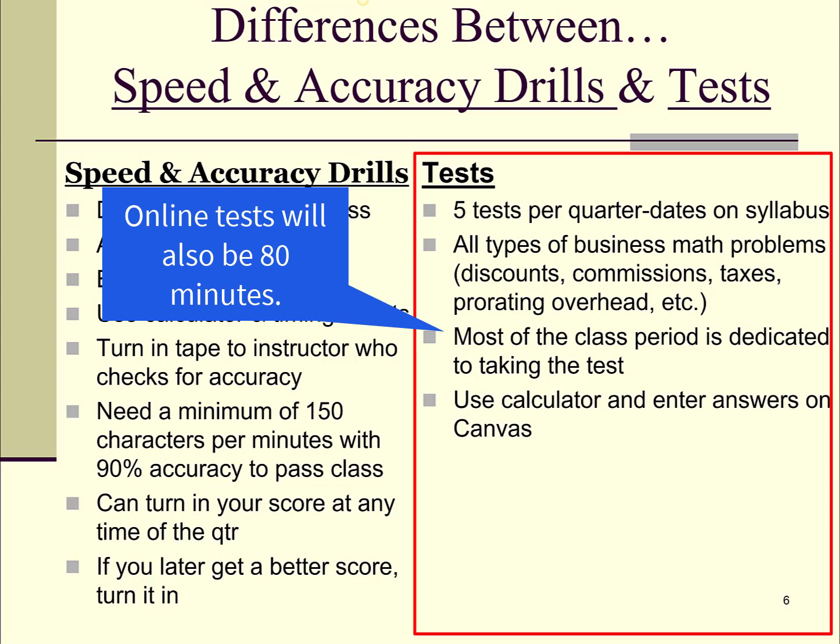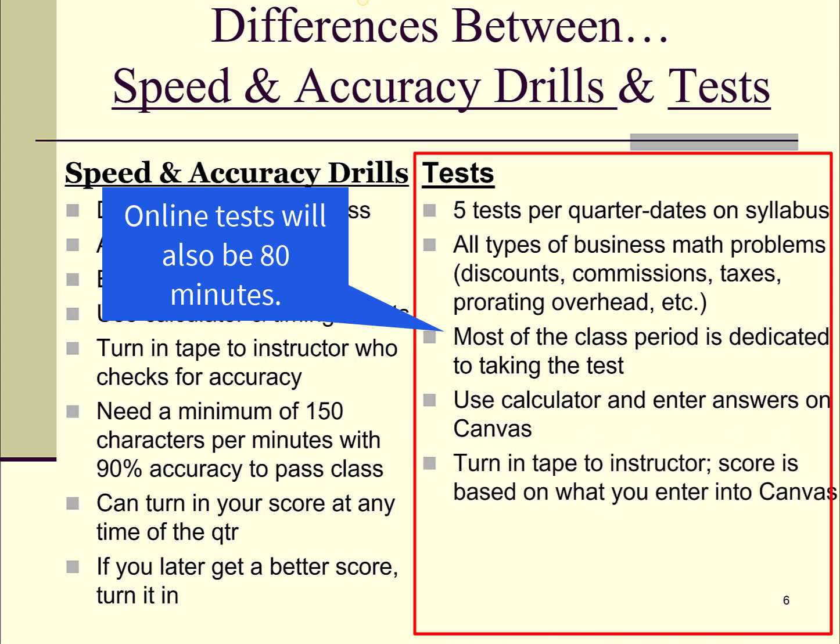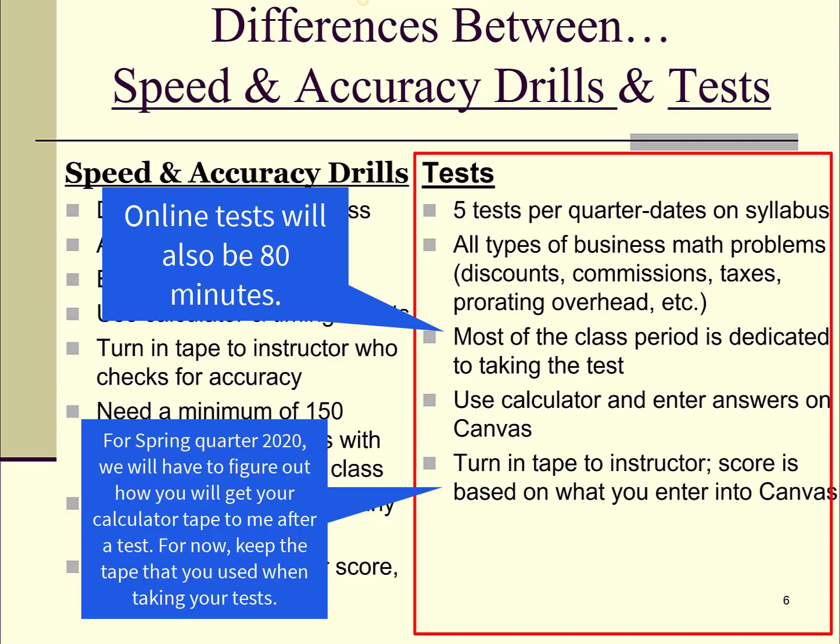What some students do is they use the calculator to calculate the answer correctly, and then they get lazy, or they just have poor attention to detail, and they type the answer in wrong on Canvas. So whatever you enter into Canvas is what you're graded on, not what's on your tape. And tape is meaning the paper on your calculator. And at the end of the test, you turn in your tape to the instructor, and again, your score is based on what you enter into Canvas, not what's on your tape.